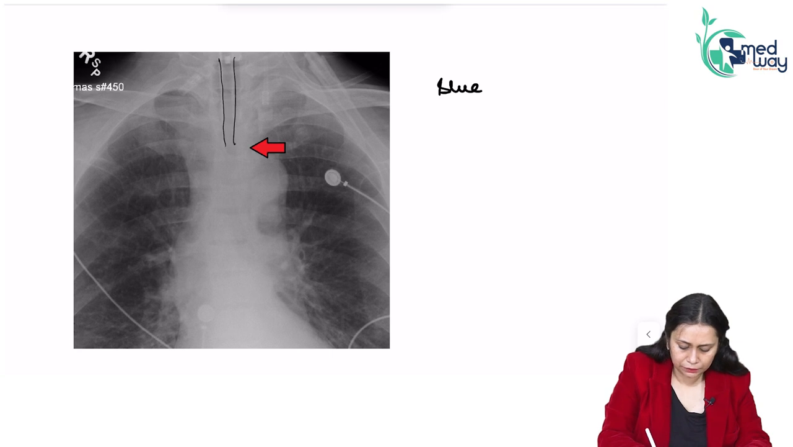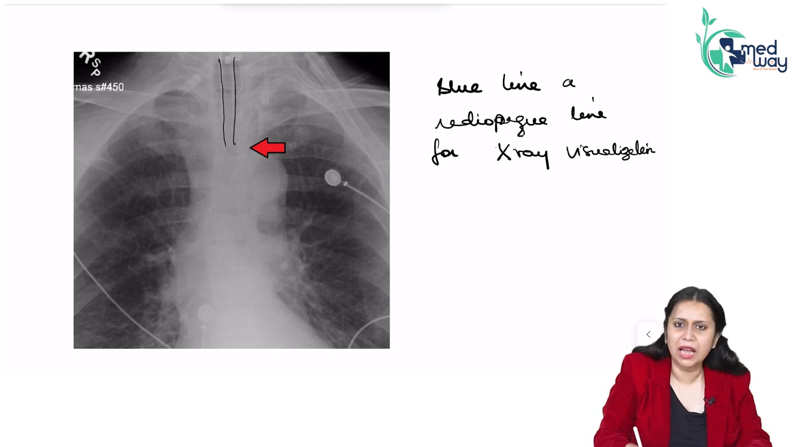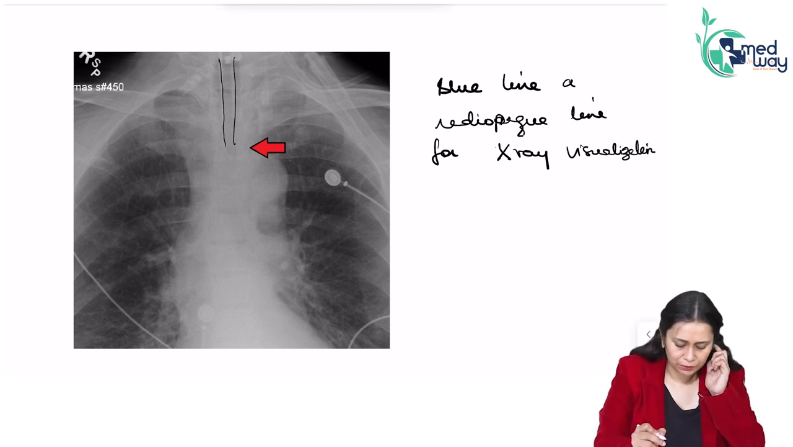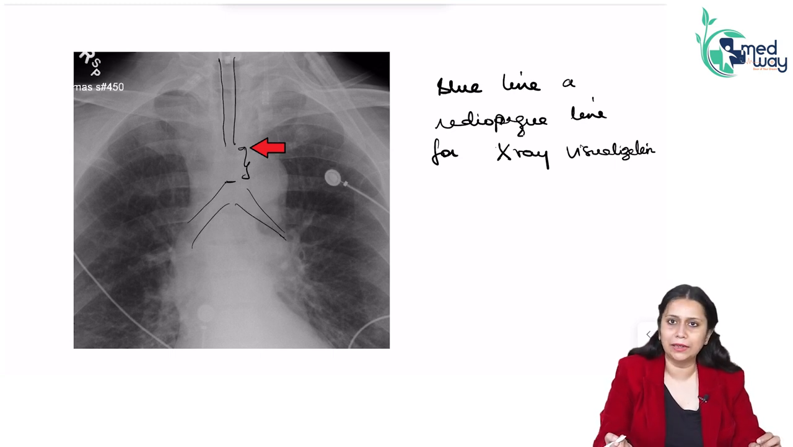So blue line, a radio opaque line for X-ray visualization, right? Whenever our patient is in ICU intubated, we always check the right position. It should be above carina. Here this is the carina, here the right and left bronchus division is happening. So it should be 3 to 4 centimeter above carina. This is the right placement. Okay, so this is the blue line.